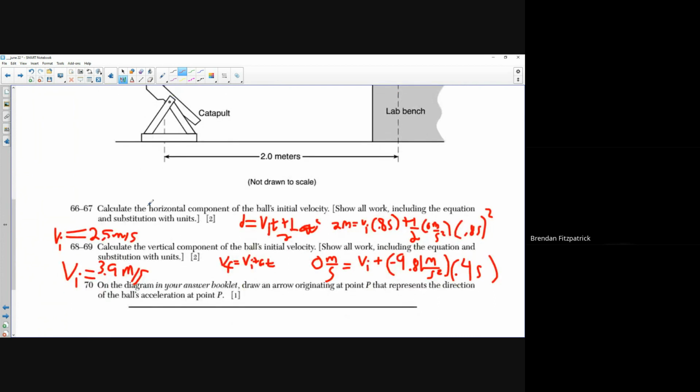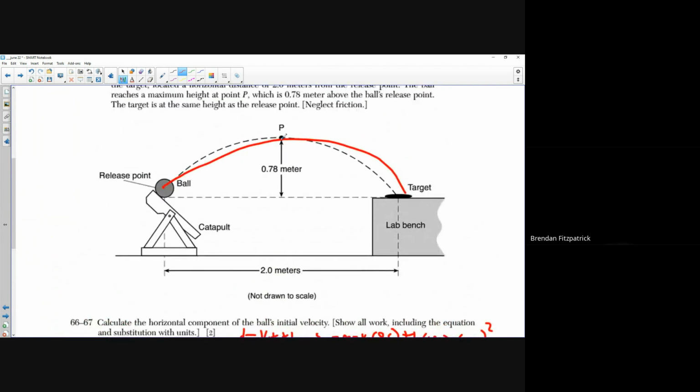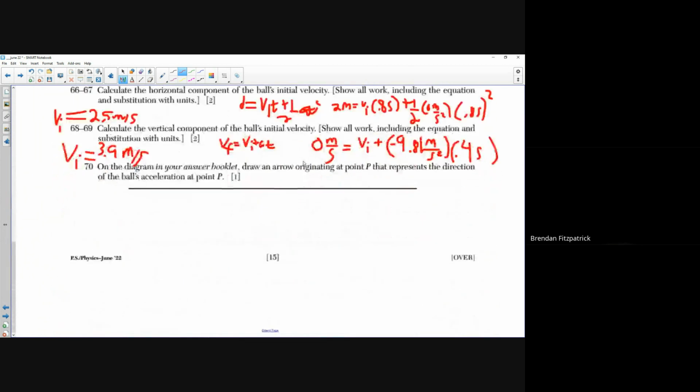70. On the diagram in your answer booklet, draw an arrow originating at point P that represents the ball's direction of acceleration. It's straight down because gravity points straight down. So it has to be straight down. You have to include that arrow.